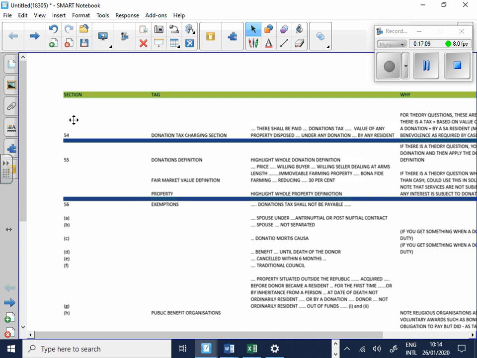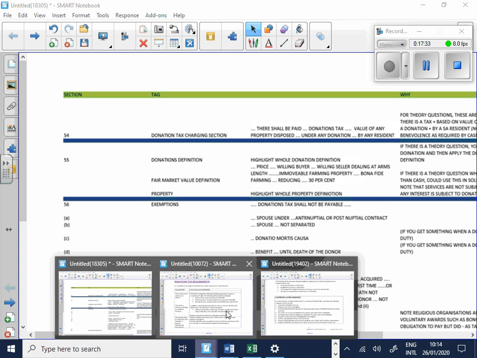Does everybody understand? So there needs to be a gratuitous disposal of property. Everybody comfortable with that? Gratuitous disposal of property. So, do you see the donation? Are you guys comfortable with that? So do you understand why you would highlight it? So you'd be able to go there. There's no point in learning it off by heart. Just know where to actually go and find it.